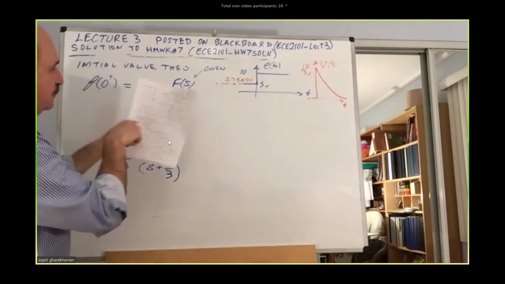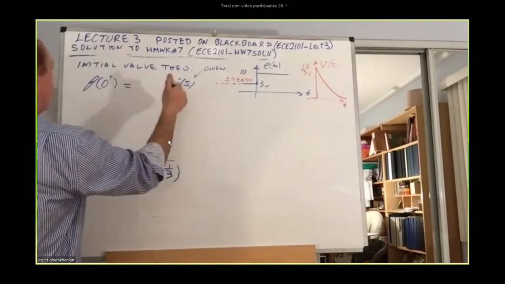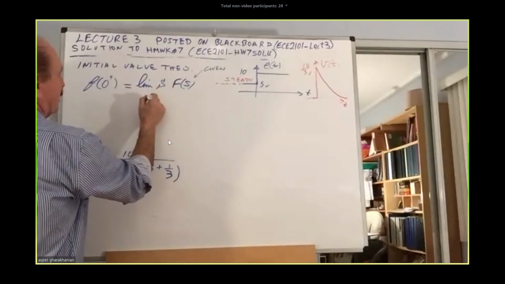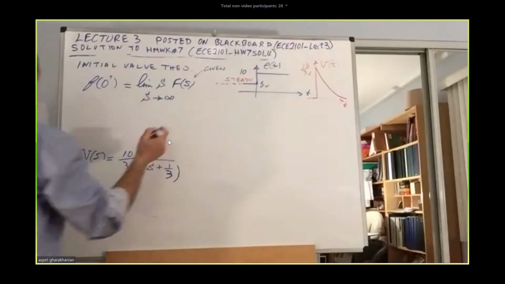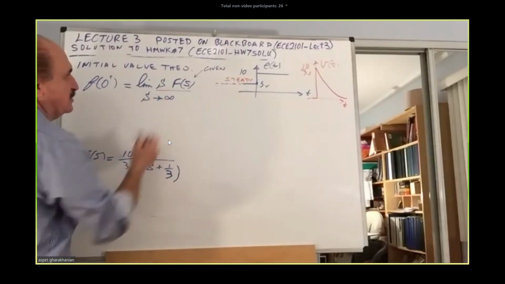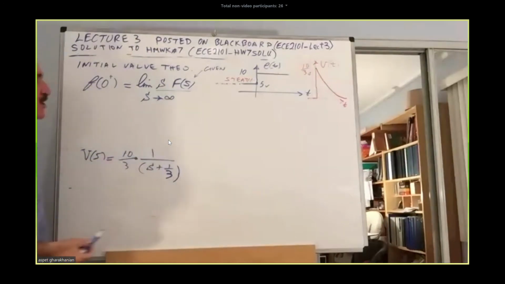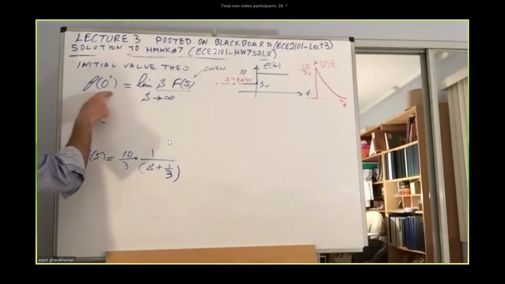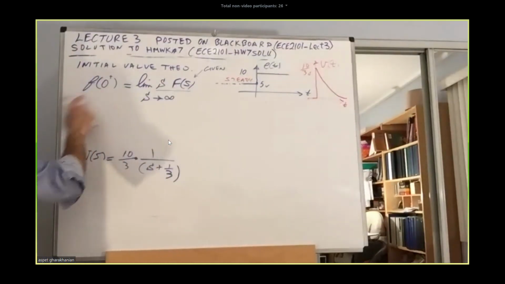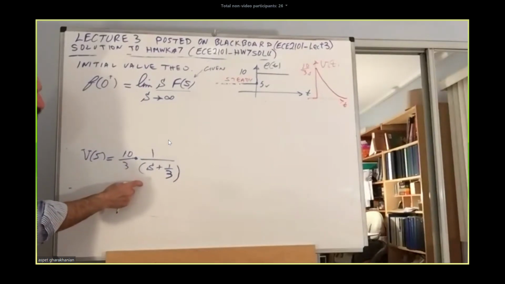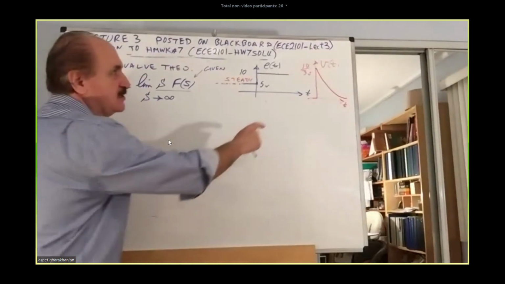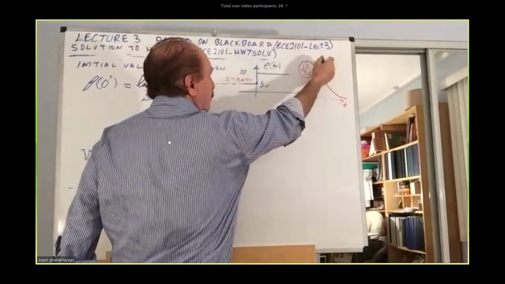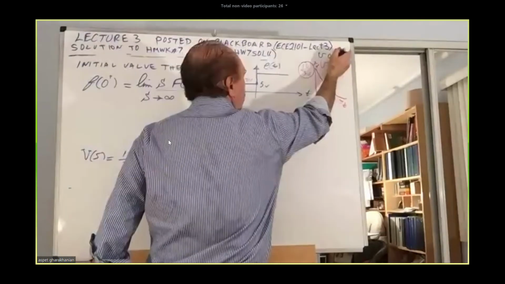So the theorem says, take F of s, multiply by s, and take the limit as s approaches infinity. In other words, get the limit of s times F of s for s approaching infinity. This should give you the instantaneous value of the function in the time domain at time 0 plus. Let's see about this one. We know what the instantaneous value is. Look at that 10/3 here, at 0 plus.